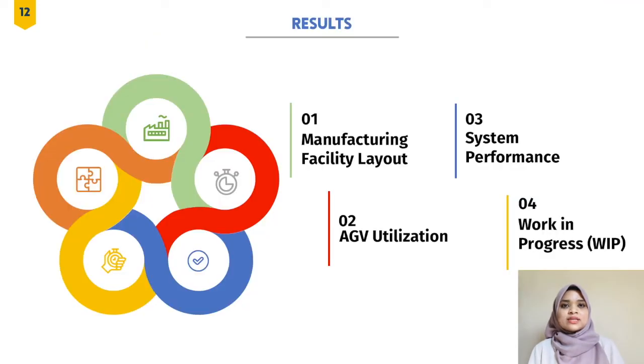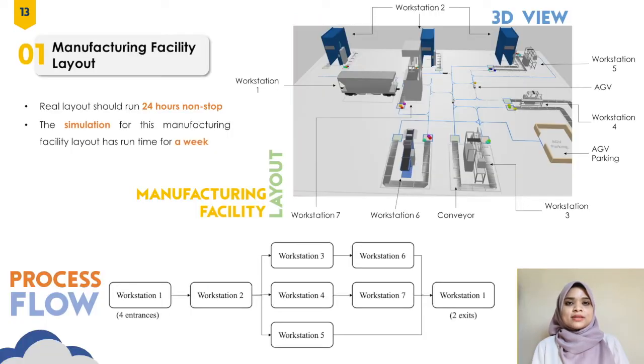These are the results that have been achieved for this project. The results are the manufacturing facility layout, AGV utilization, system performance, and work in progress. This slide is about the manufacturing facility layout.